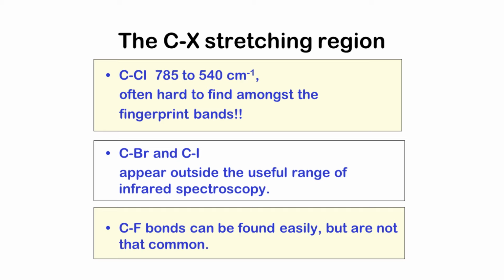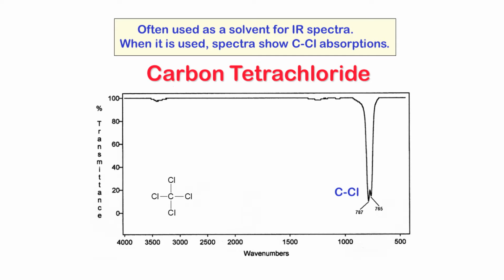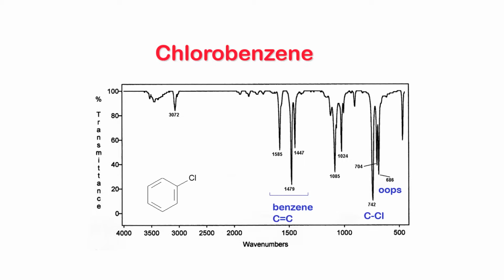C-F bonds are rare but easily identifiable. Carbon tetrachloride is often used as a solvent in IR spectra, showing distinct C-Cl absorptions. Chlorobenzene's IR spectrum highlights the benzene ring combination bands and the C-Cl absorption.